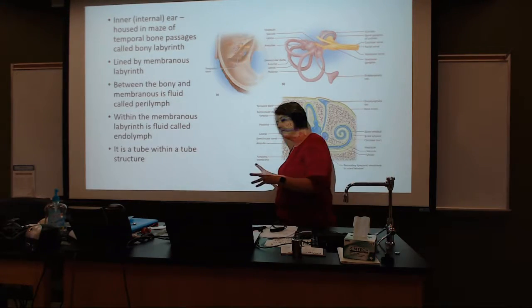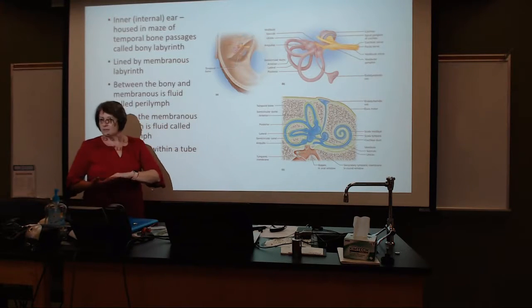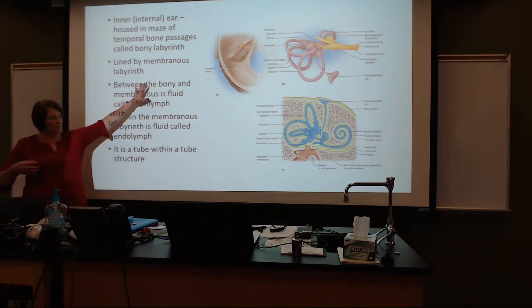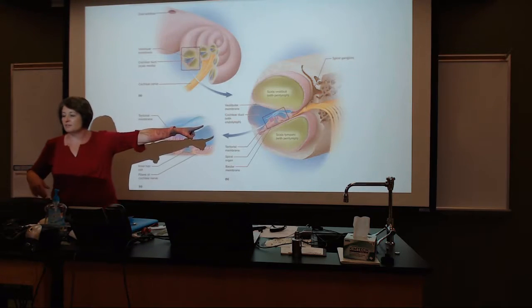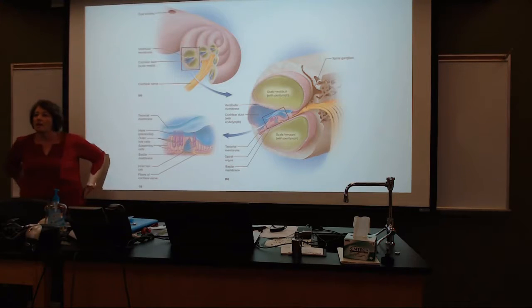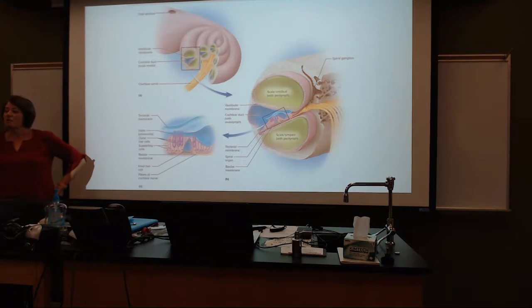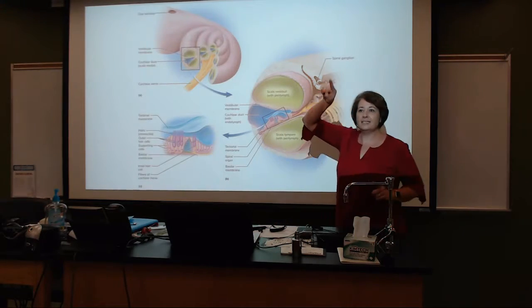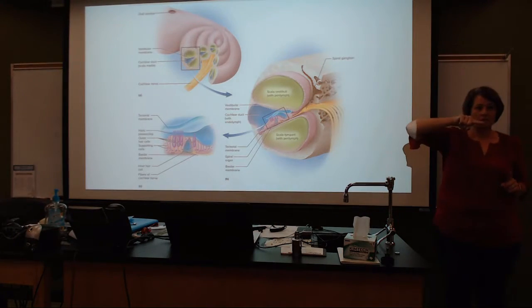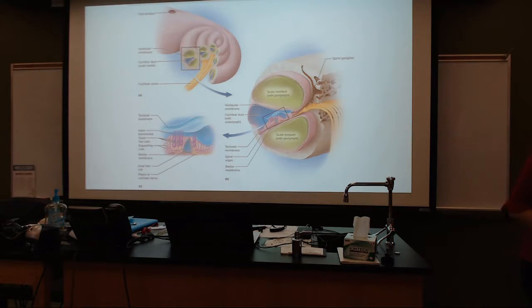Now let me bring this together based upon the tubes and the fluids. This is what we get. In the cochlea, the snail portion for hearing, because my semicircular ducts are going to be for equilibrium.